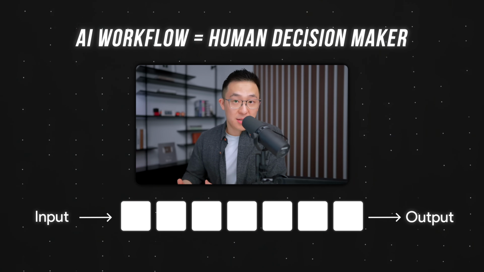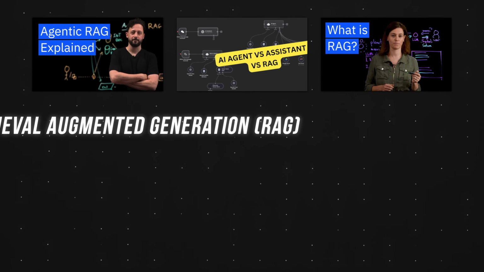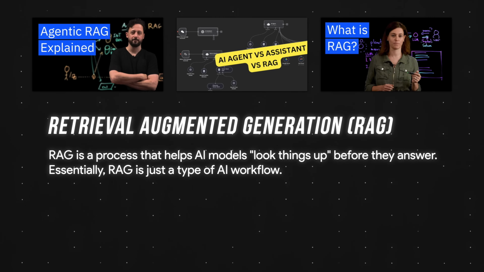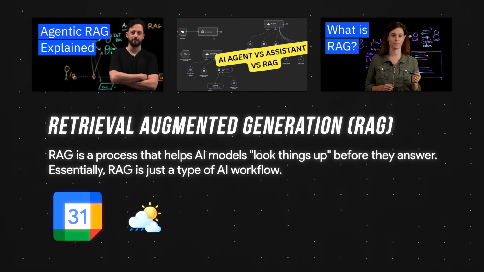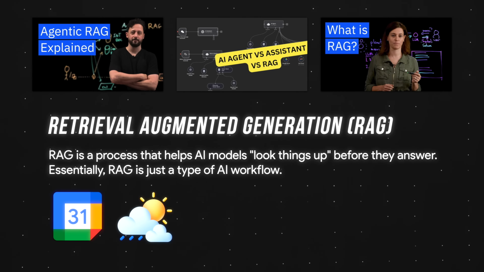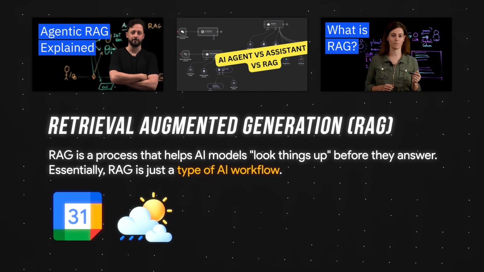Pro tip: retrieval augmented generation, or RAG, is a fancy term that's thrown around a lot. In simple terms, RAG is a process that helps AI models look things up before they answer, like accessing my calendar or the weather service. Essentially, RAG is just a type of AI workflow.